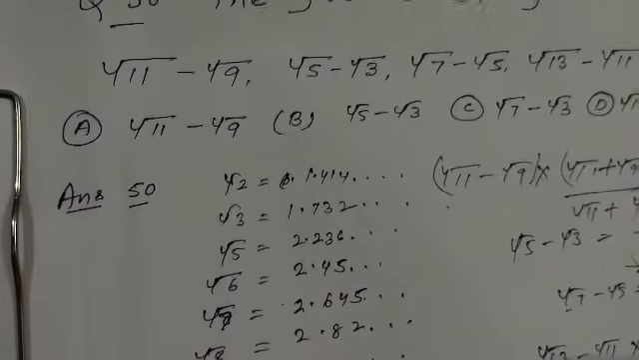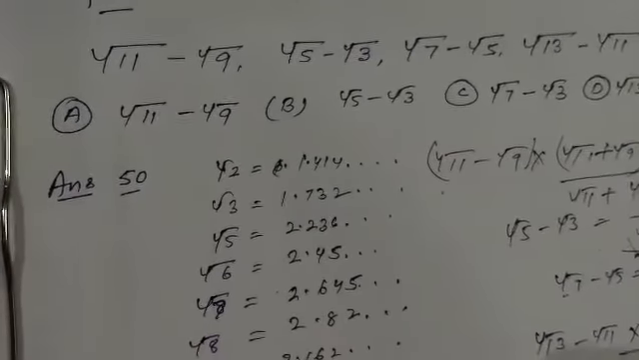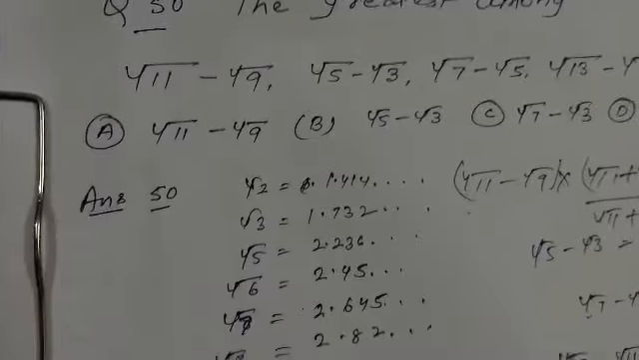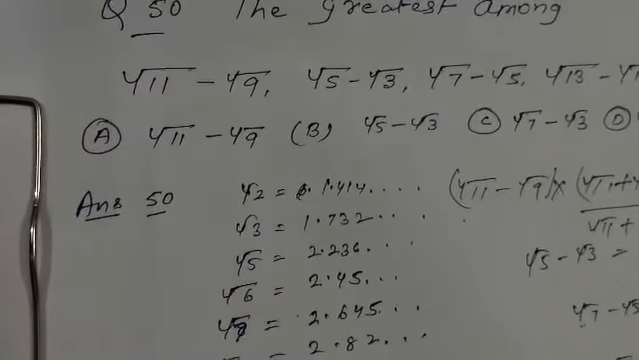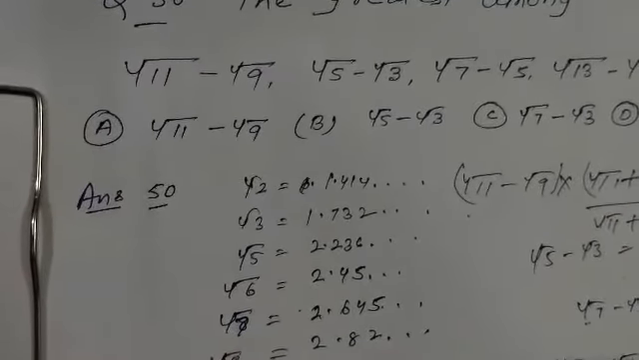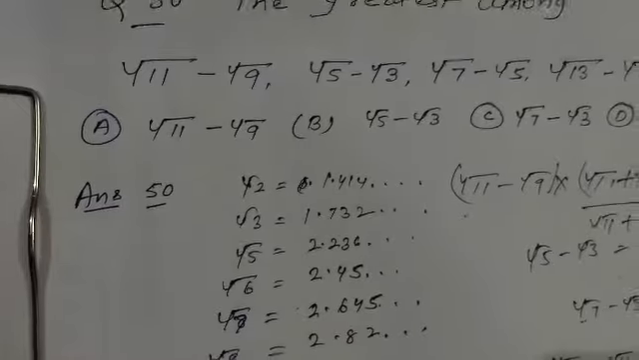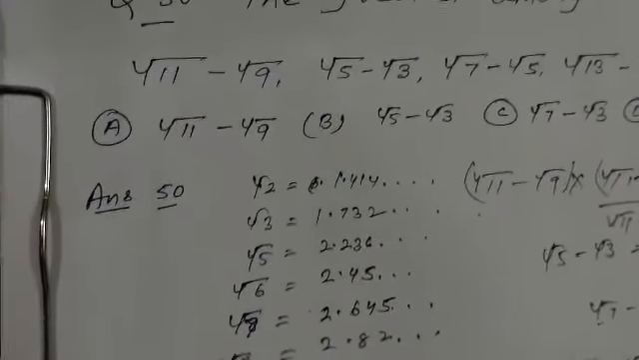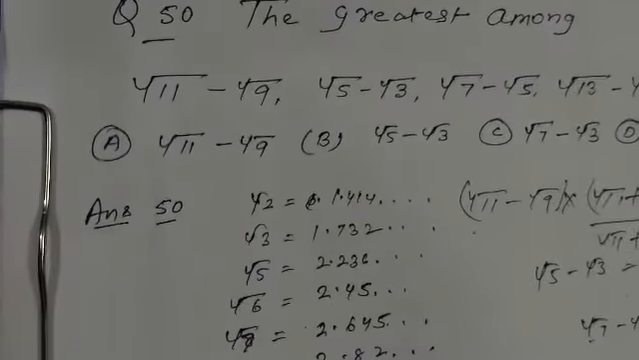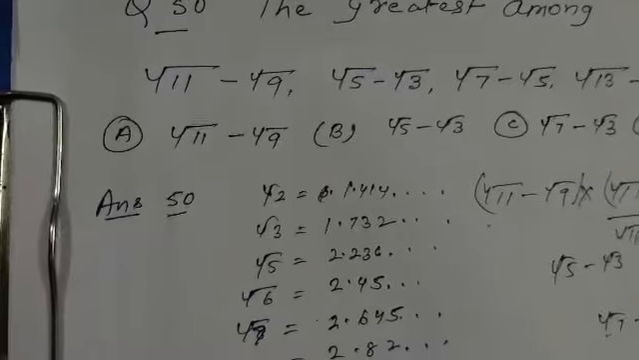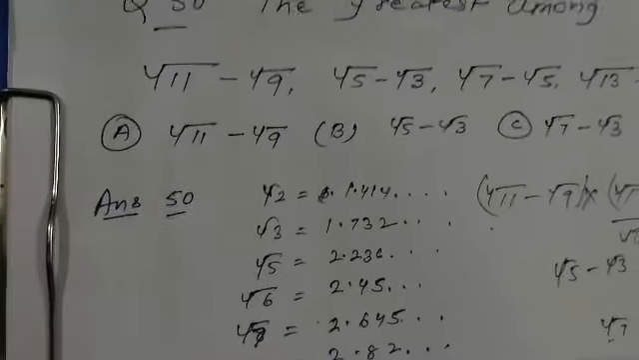Clear? Now in this we have to find the greatest value. The biggest value will be when the denominator is the least, and the denominator is the least in 2 upon root 5 plus root 3. Therefore, root 5 minus root 3 will be having the greatest value. Clear?